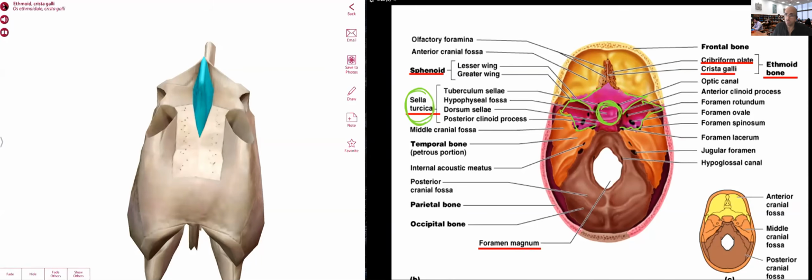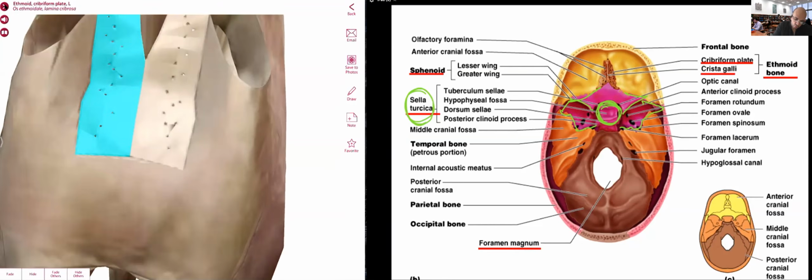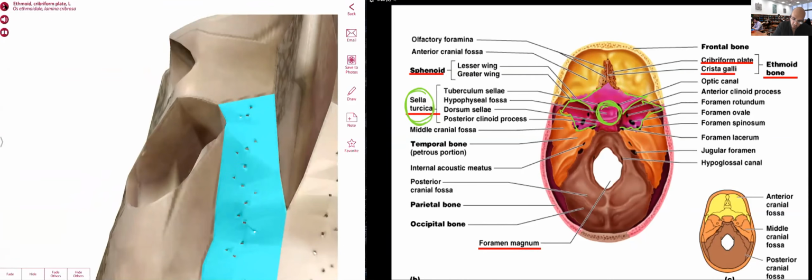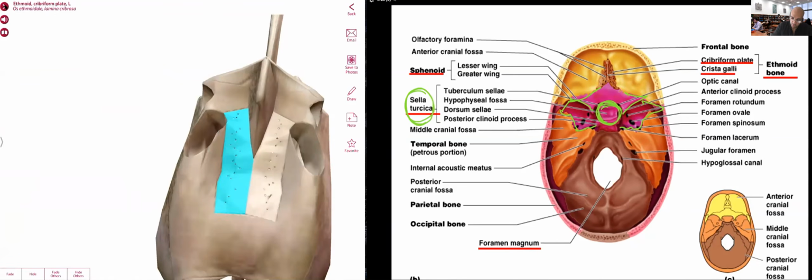On both sides of the crista galli, we've got those bony plates, and they are perforated. So you see those very small holes. Those very small holes in the plates, we call those my cribriform plates.